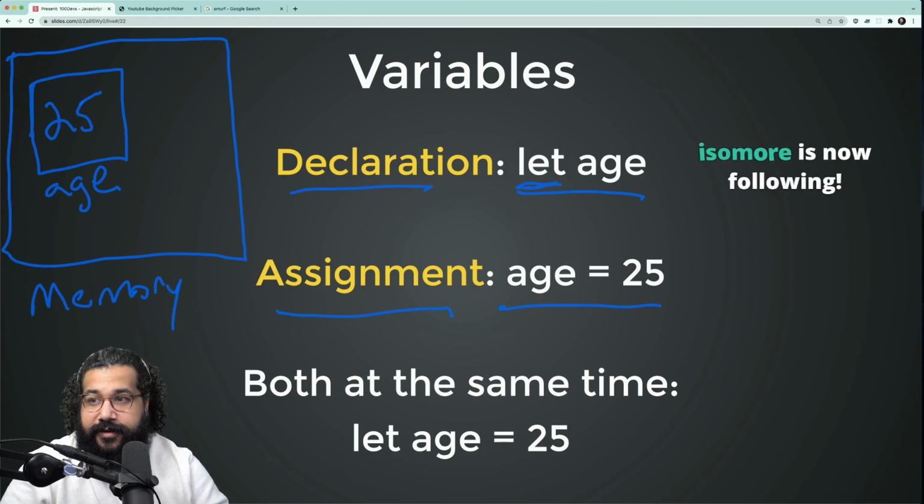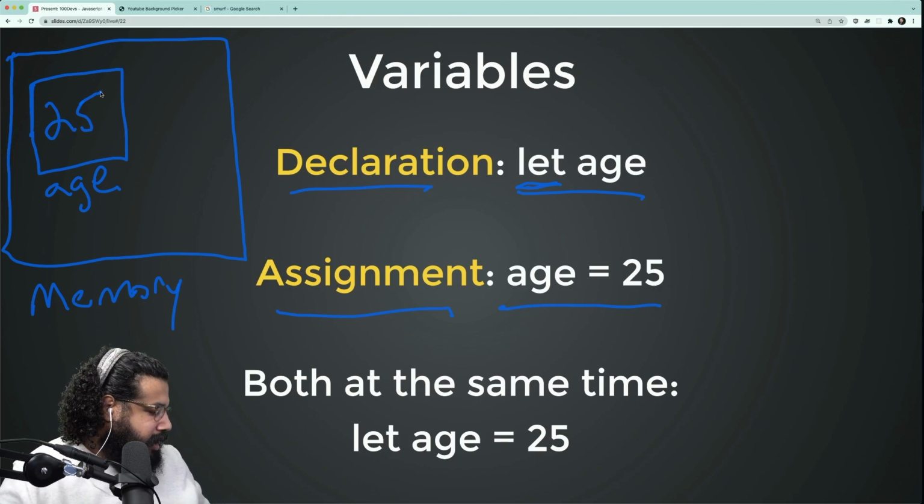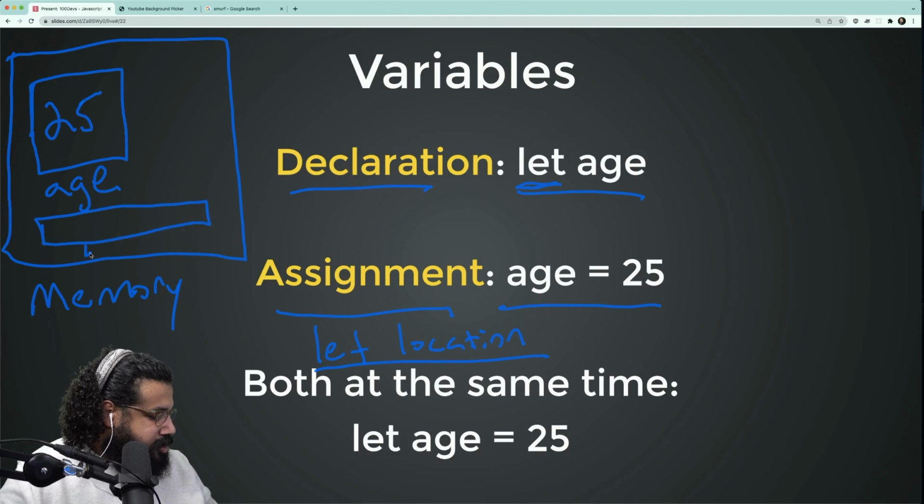So let's be real. They're storing age. Maybe they also want to store your location. So let's go ahead and declare a variable called location. So we'll say let location. That's our declaration step. And so we go ahead and create a new space in memory called location.